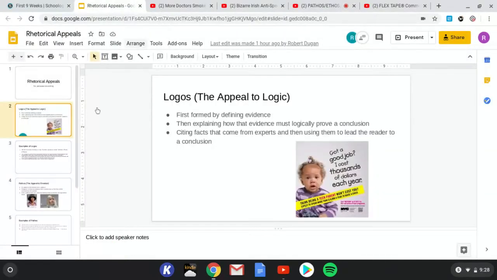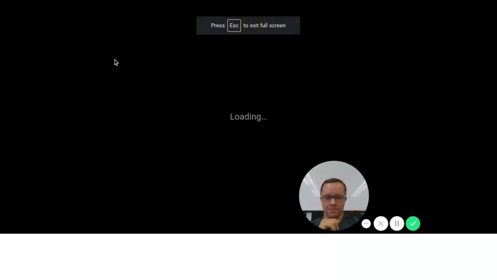Okay, so the argument there is that Crest toothpaste prevents gingivitis. So notice some of the statistics that they gave you. 1 in 2 people gets gingivitis, right? So they give you a problem, that is a statistic, right? And then they give you the answer to that problem, which is Crest toothpaste. And they do that using logic. That's an example of logos. Okay.